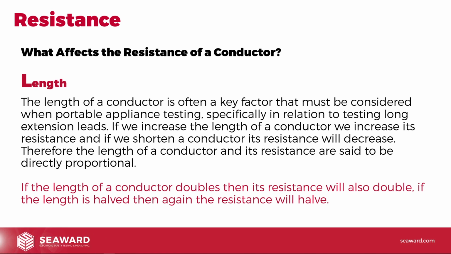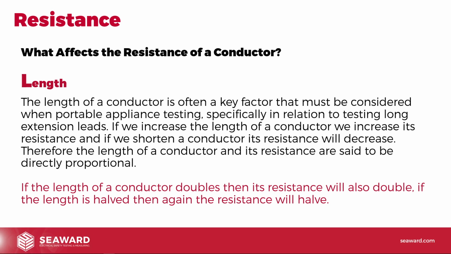If the length of a conductor doubles, then its resistance also doubles. It's a fixed relationship. If the length of a conductor is halved, then the resistance will halve. So you can see this causes us problems when we've got things like long extension leads, because if we've got an extension lead that's 10 times as long as a normal lead, then the resistance is also going to be 10 times that value. So that's why long extension leads can cause problems, because of the high resistance of the protective conductors.